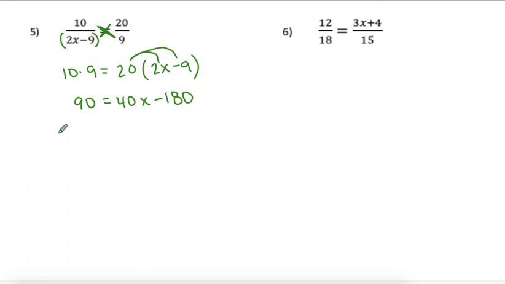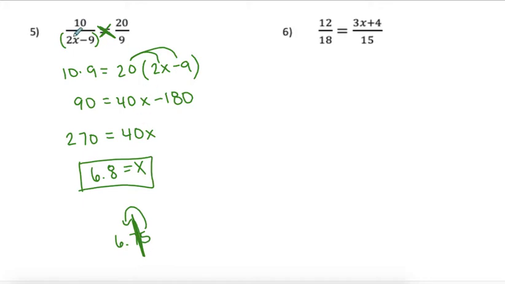and now use my inverse operations to move everything to the one side. Add the 180 and divide by 40. So 270 divided by 40, I get x is 6.75, which seems like a great answer, but the directions say round to the nearest tenth. So that's going to bump that up to 6.8.